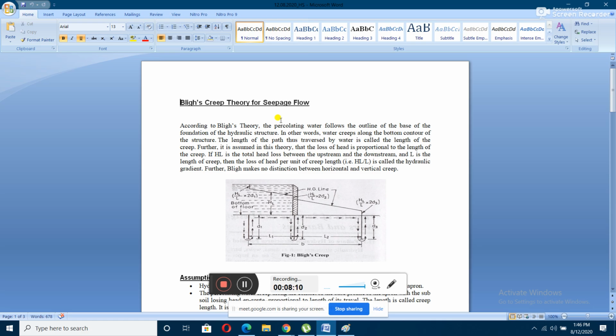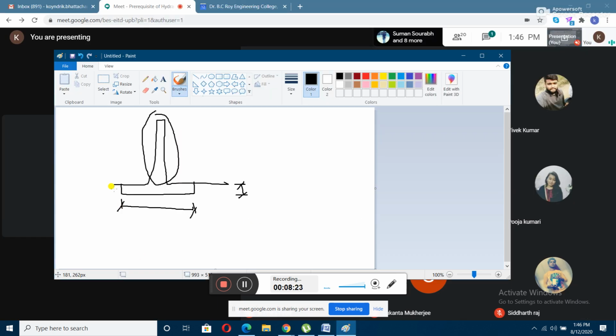The second assumption is that Bleak assumed that the percolating water follows the outline of the base of the structure, which is in contact with the subsoil. What do you mean by that? He assumed that the water will be flowing in contact with this floor only. The flow will be like this only. This type of flow won't be there. The percolation of water will happen with respect to the base of the structure itself.